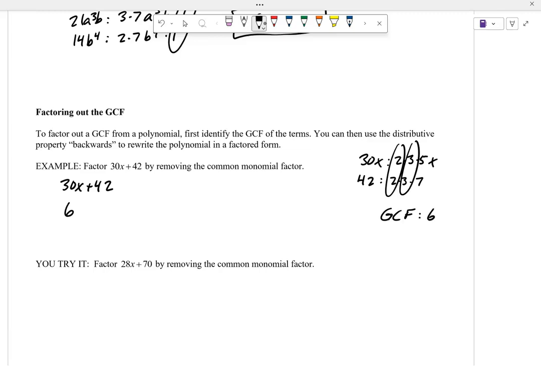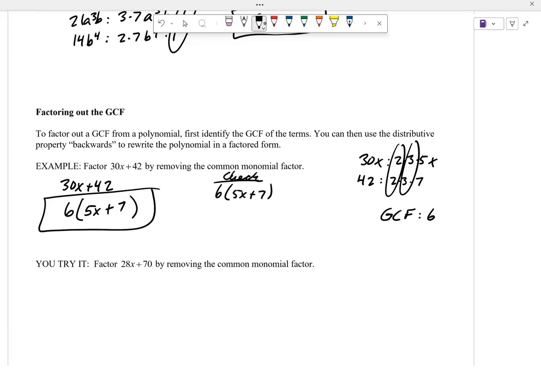So I take a 6 out of both of those, and what would I be left with? Well, I'd be left with 5x, because remember I got to distribute this back and have 30x, right? So in other words, 30x divided by 6 is 5x, and 42 divided by 6 is positive 7. And that's how we factor that. Again, you can check it. Just make sure that you distribute that back. 6 times 5x, 30x, plus 42.